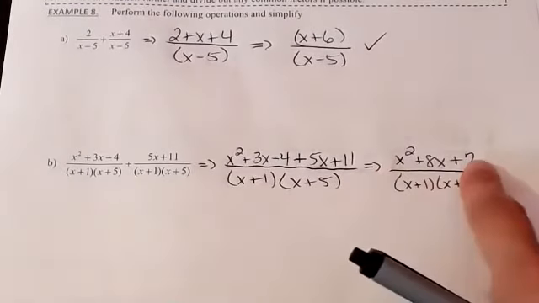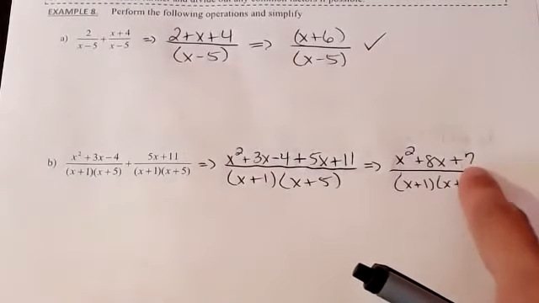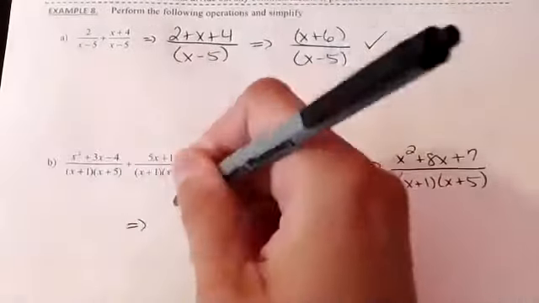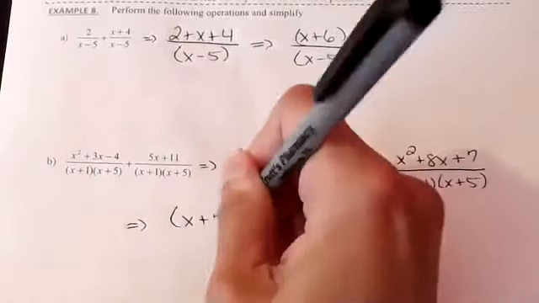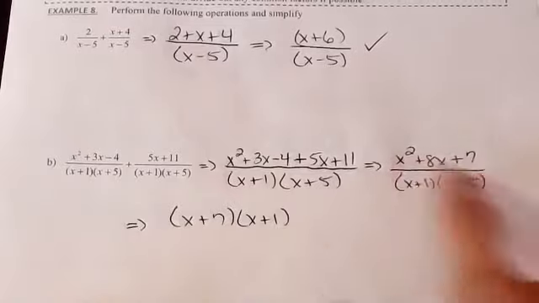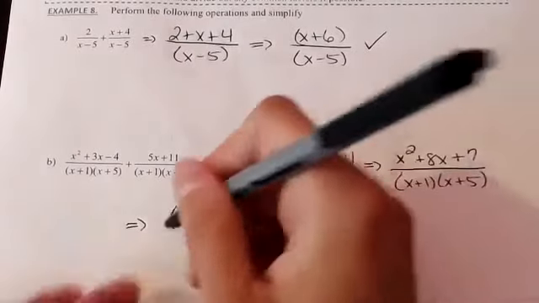So notice we have a trinomial. We're going to use trial and error. So we want factors of 7 that combine to give us 8. We know what that is. That's going to be 7 and 1. They're both going to be positive, right? So 7 times 1 is 7. 7 plus 1, that gives us our 8.